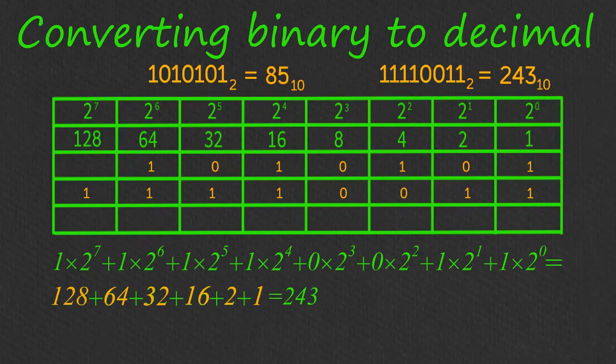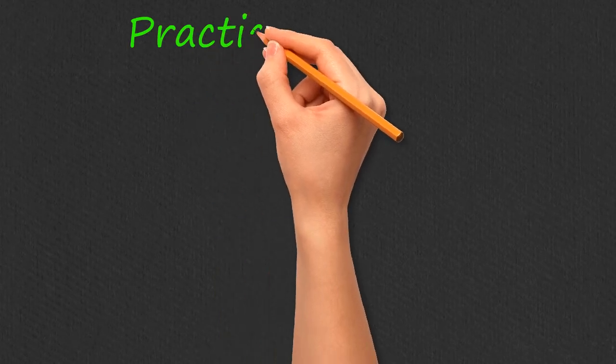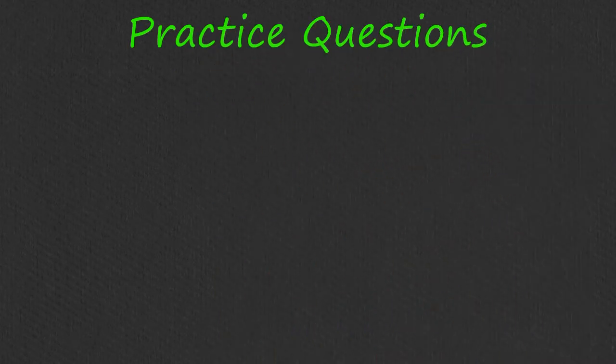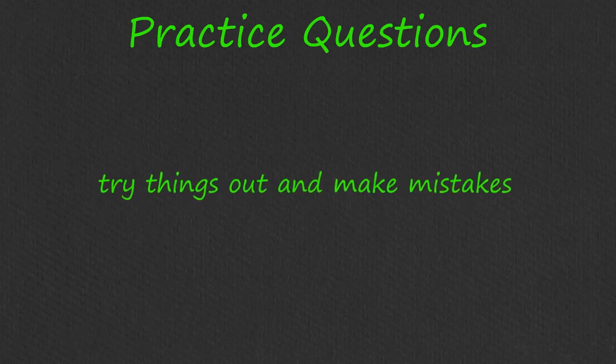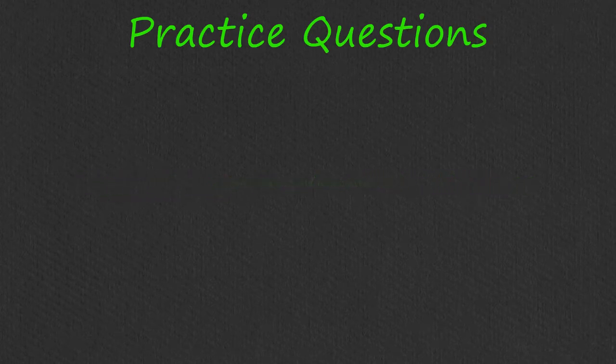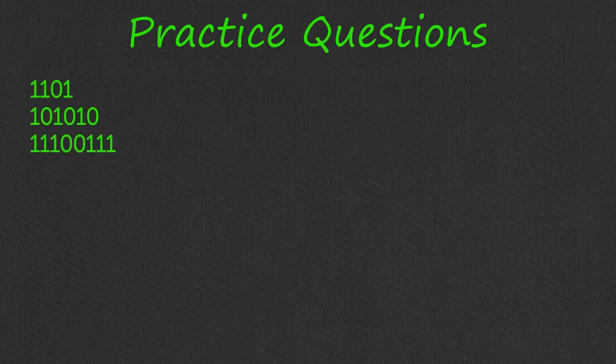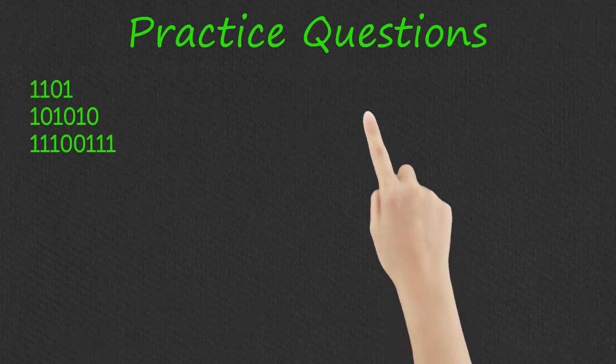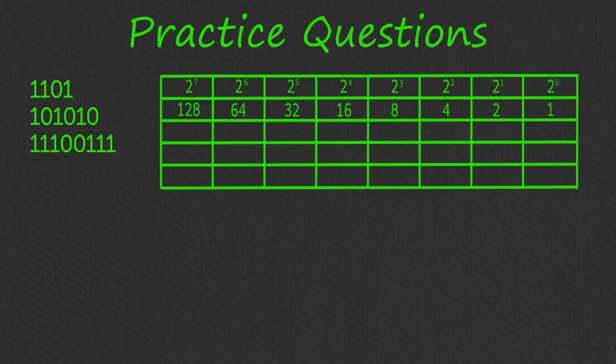Now I think you have been sitting on the sideline for long enough, and now you are hopefully very eager to get involved. Remember, maths is not a spectator sport. You have to try things out and often make mistakes to learn. So, here are a few binary numbers for you to try to convert them to decimal numbers. Pause the video here and do try these questions. Practice makes perfect.